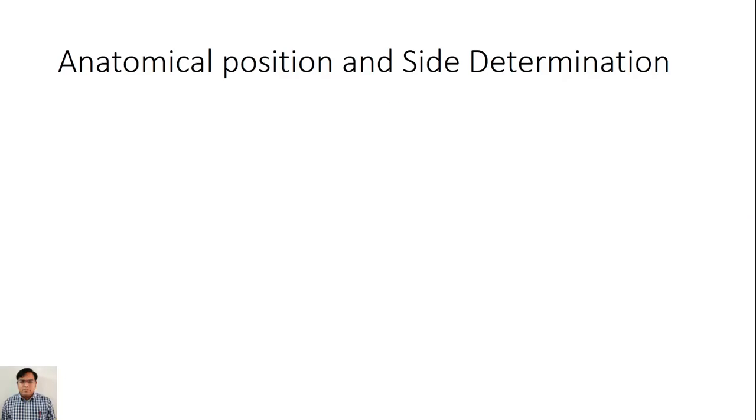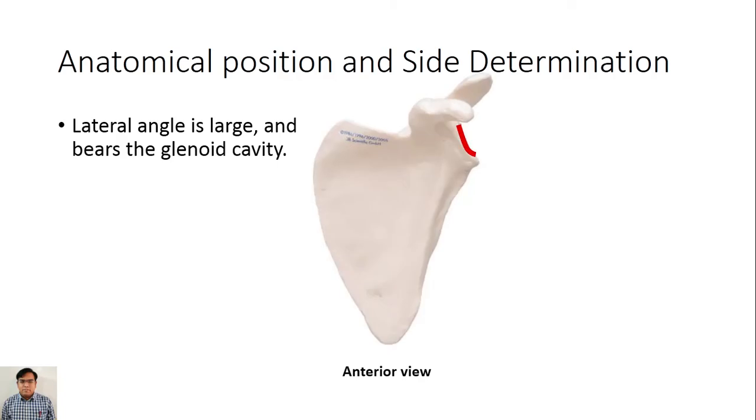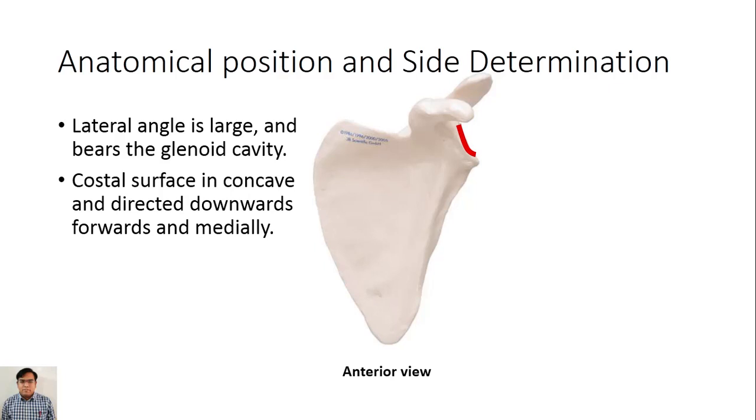Now anatomical position and side determination of scapula. The lateral angle is large and bears the glenoid cavity. So this is the anterior view, and this is the glenoid cavity, present laterally. Then the costal surface is concave and is directed downwards, forwards, and medially. This is the costal surface, on the basis of which we can identify the anterior side.